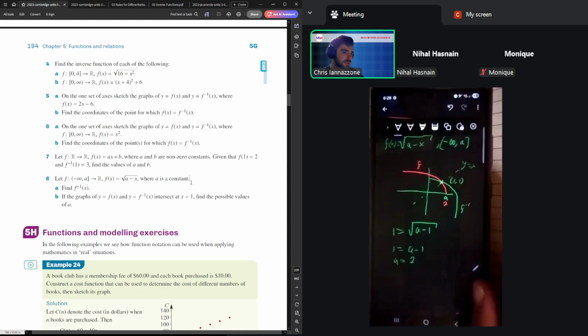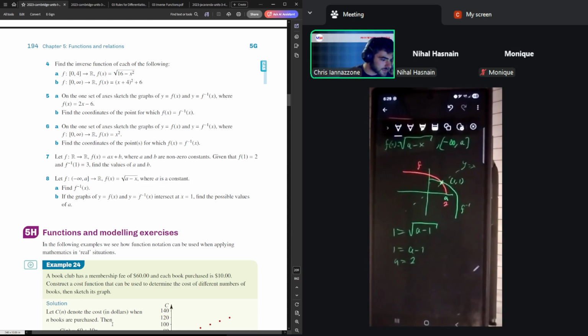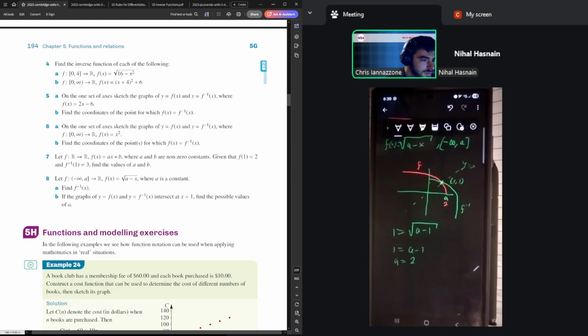Possible values. I'm just going to quickly double check the answers for that one, just to make sure I haven't missed anything crazy. Unless anyone can spot something stupid that I've done. A equals 1 and a equals 2. How can that be?